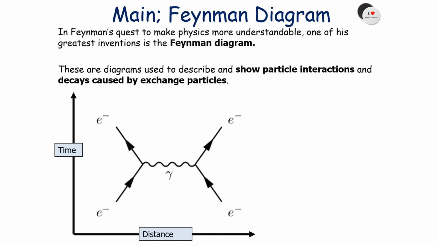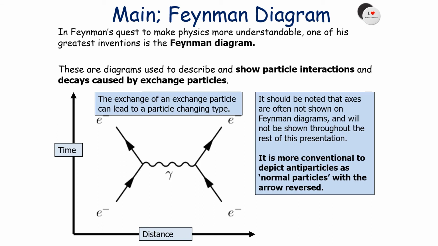So in Feynman's quest to make physics understandable, one of his greatest inventions was the Feynman diagram. Now these are diagrams used to describe and show particle interactions and decays caused by exchange particles. So in this example, the exchange of an exchange particle can lead to the particle changing type. Now it should be noted that the axes are not often drawn on Feynman diagrams and will not be shown through the rest of the presentation.